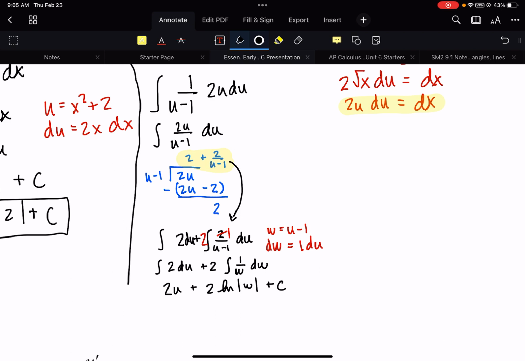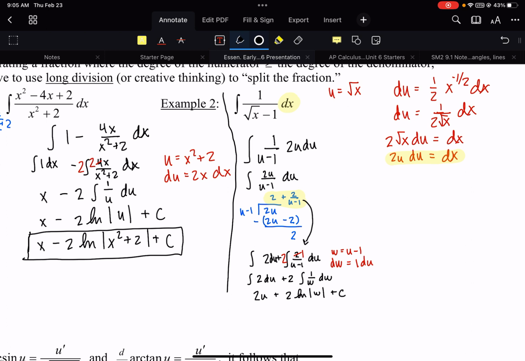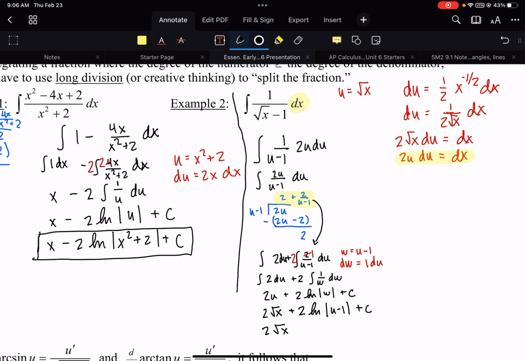And I've got to start changing everything back into x's. So I need to go back to my original u sub. The u's were square root of x, so I have 2 square root of x. And then I'm going to change this w back into a u. So my w's were u minus 1. And then I'll change that u back into x's. Okay, and this is my final answer.